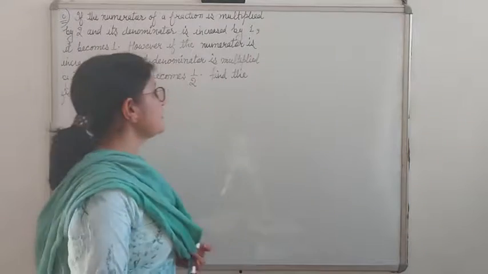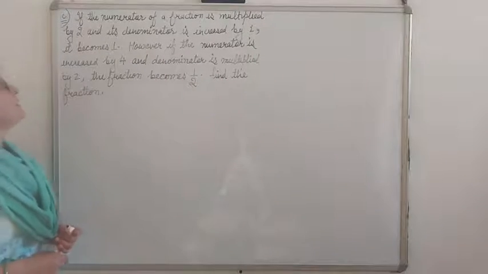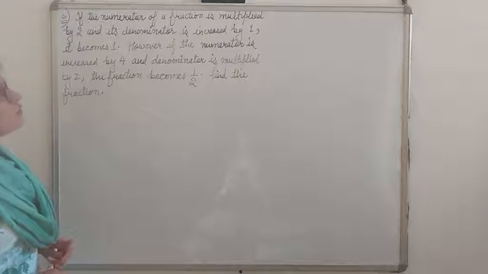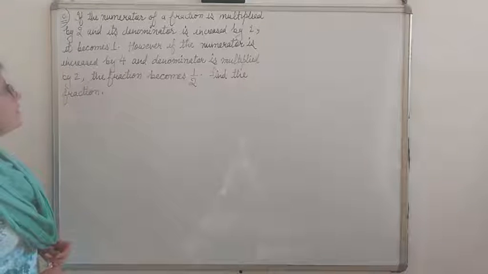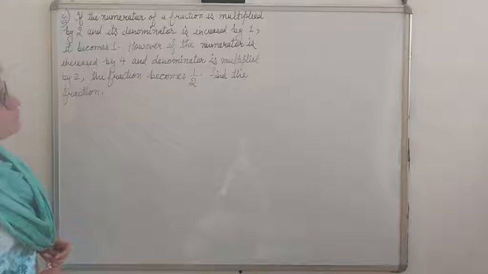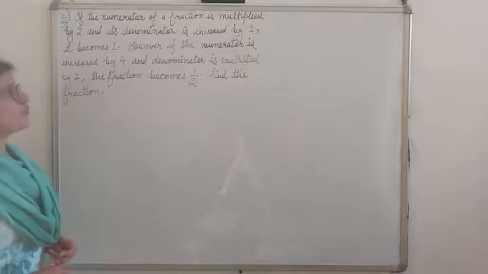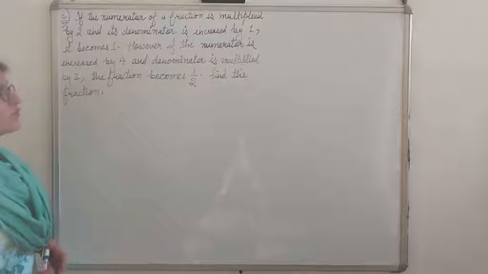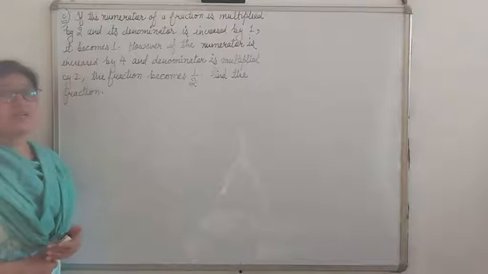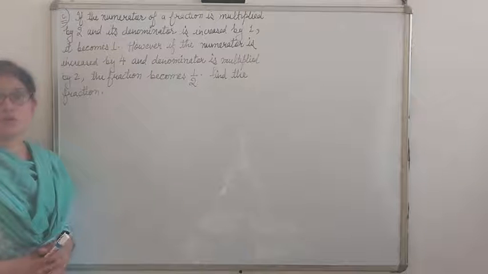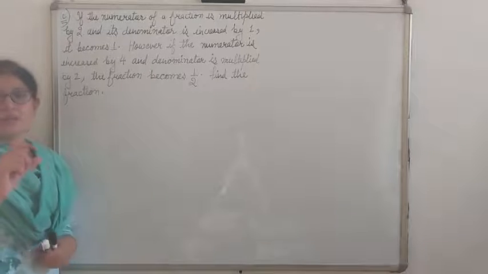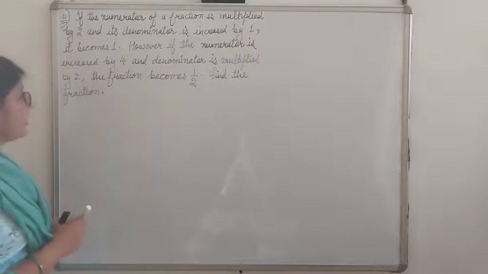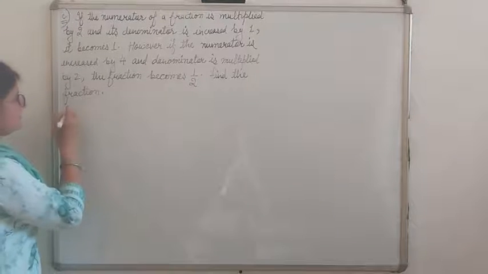Now, question number 10. What is the statement? If the numerator of a fraction is multiplied by 2 and its denominator is increased by 1, it becomes 1. However, if the numerator is increased by 4 and the denominator is multiplied by 2, the fraction becomes 1 over 2. Find the fraction. Now what is a fraction? A fraction is part of the whole. The upper part is known as the numerator and the lower part is known as the denominator. So we have to take from our own side.